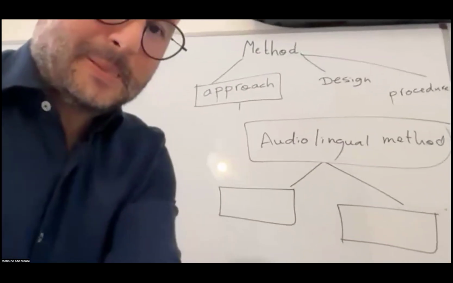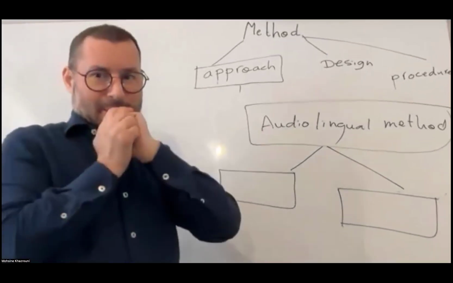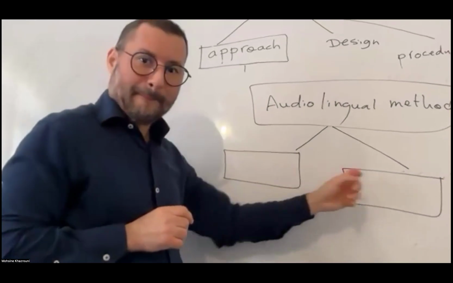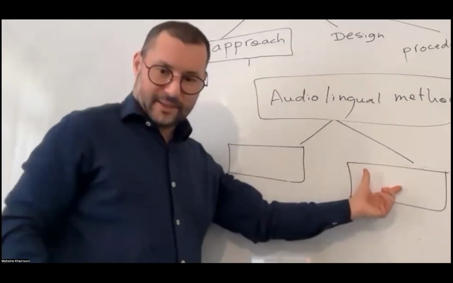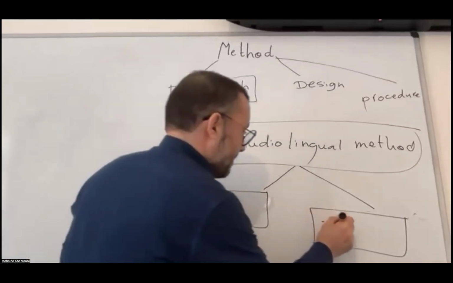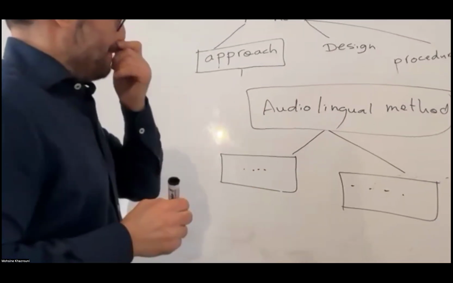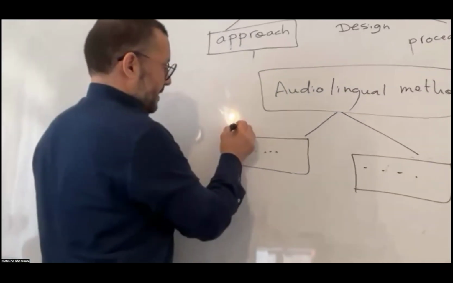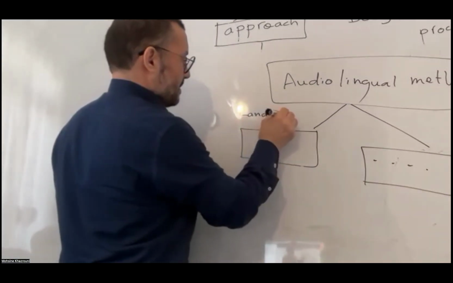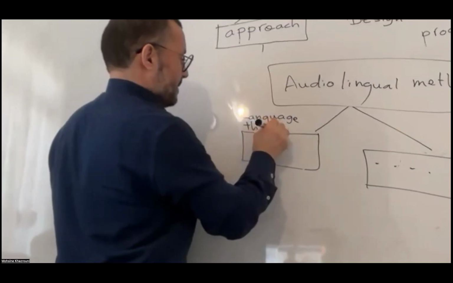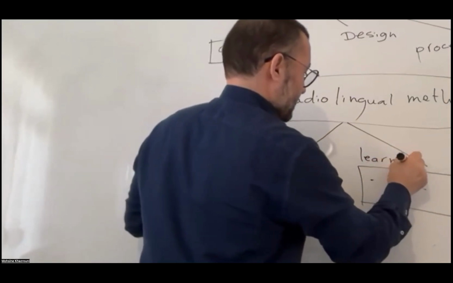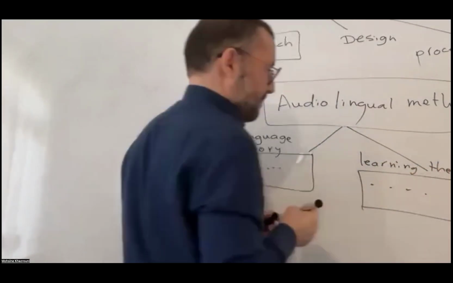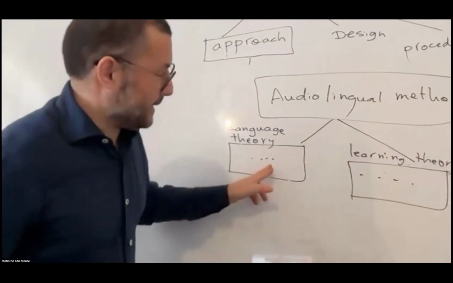Can you see my question? Yes, we can. Good. So I would like you to write one word here and one word here. So here, language theory, and here, learning theory. Is it clear?